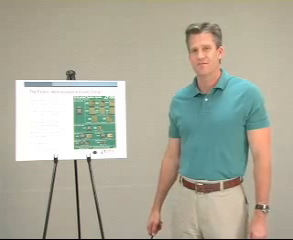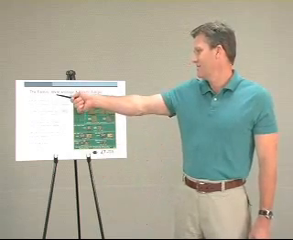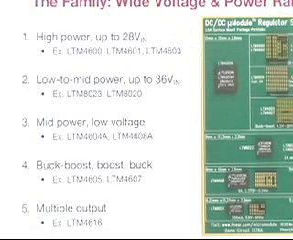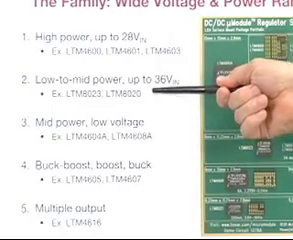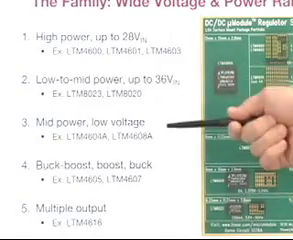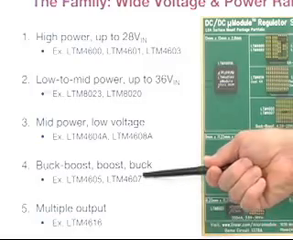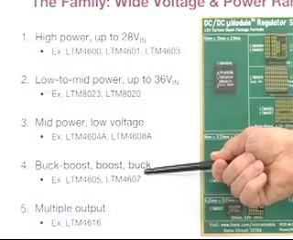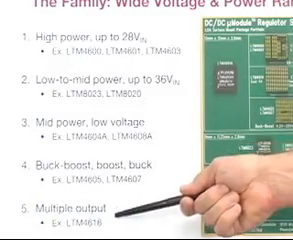Linear Technology has a wide family of products in the micromodule technology. As you can see in the diagram, we have high power up to 28 volts in and out to 12 amp capability. We have low to mid power up to 36 volts in, from a few hundred milliamps out to a few amps. We have mid power and low voltage devices in the 3.3 and 5 volt input in the 4 to 8 amp ranges. We have a unique part that is a buck boost part that allows you to step up or step down voltages seamlessly in an application. And we also have multiple output devices.